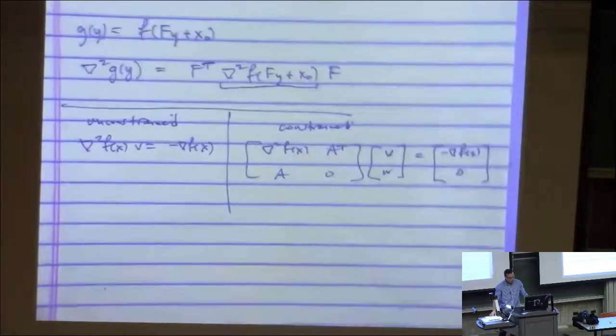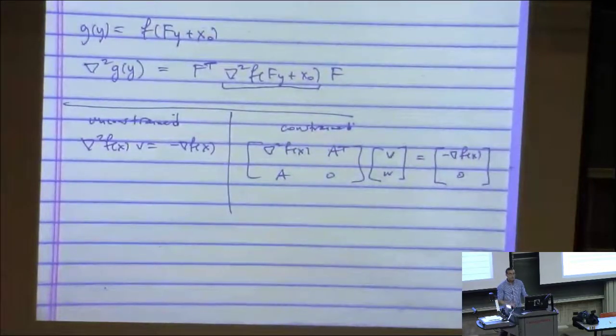So that's Newton with constraints, and it's really as straightforward as that. Everything else that we learned still applies: convergence rate, backtracking, everything is the same. We just now are going to be staying inside this feasible set.